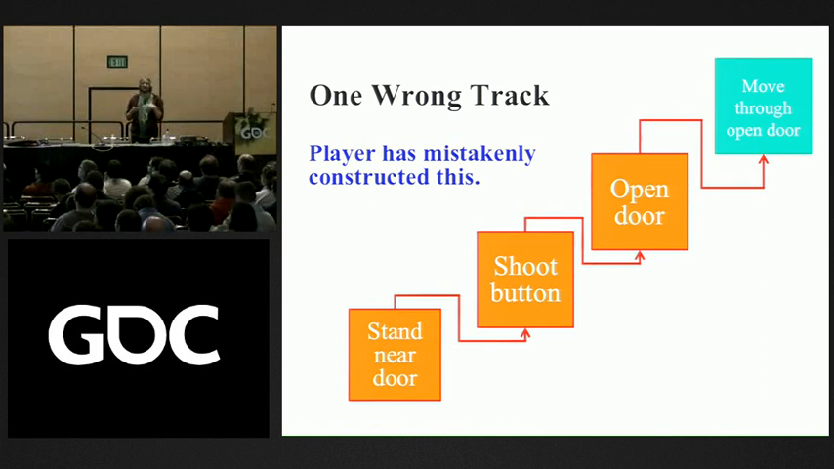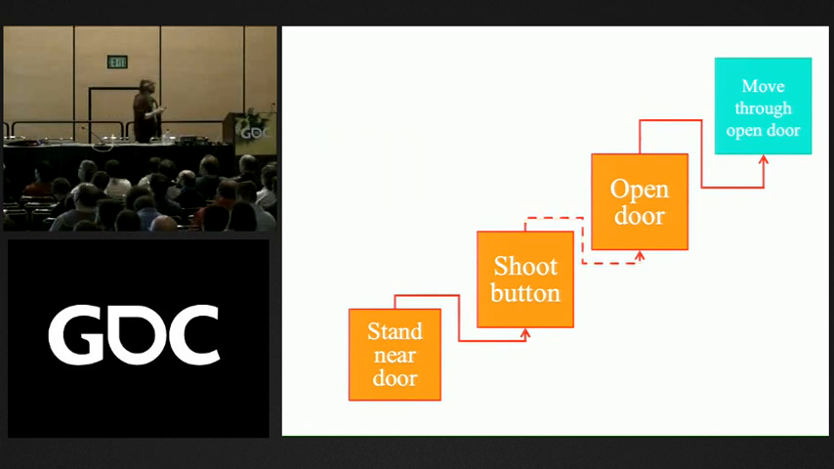So this necessarily doesn't work, because if it did work, it wouldn't be the wrong track. It'd be an alternate right track. It'd be some other right track that you maybe didn't intend, but it's a way to solve the puzzle. So since it's not the right track, something's broken here. And specifically in this case, what's broken is the fact that shooting the button does not open the door.